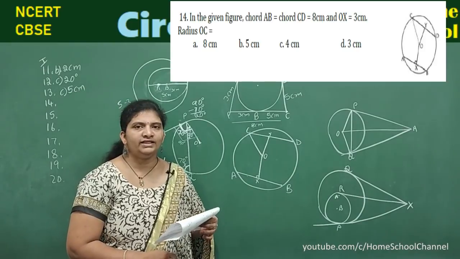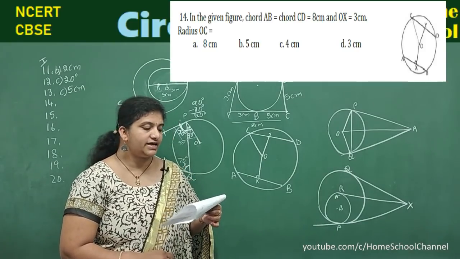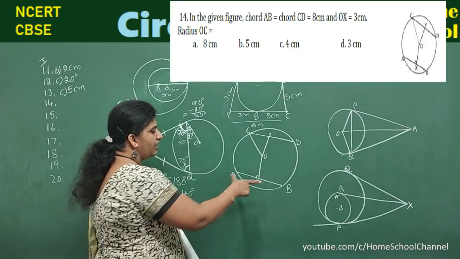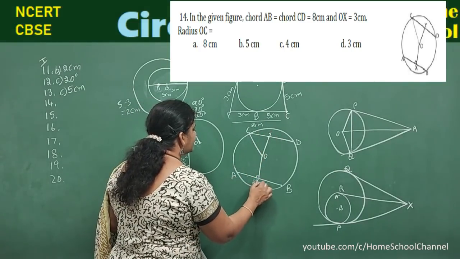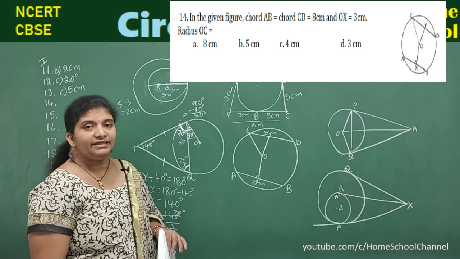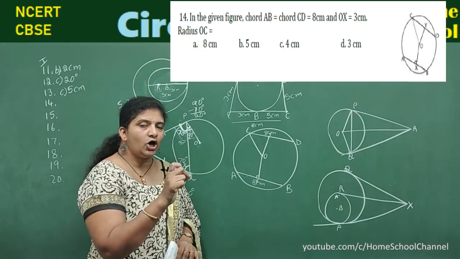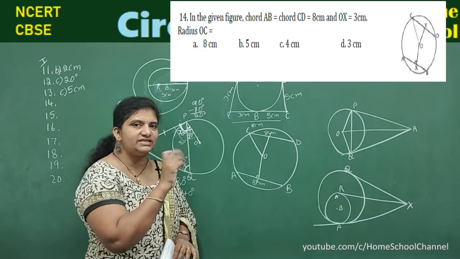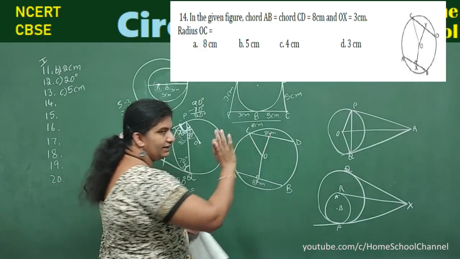14th one, in the given figure, chord AB is equal to chord CD is equal to 8 centimeters. That means you can observe in this figure, AB is a chord, CD is a chord of length 8 centimeters. Chord length is 8 centimeters. That means we should remember a point. What is that? Chords, if they have equal length, are equidistant from the center.